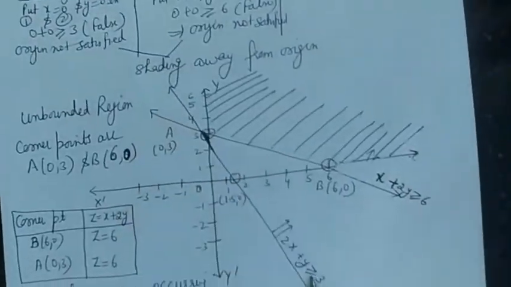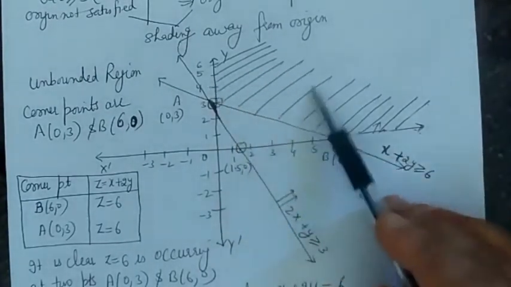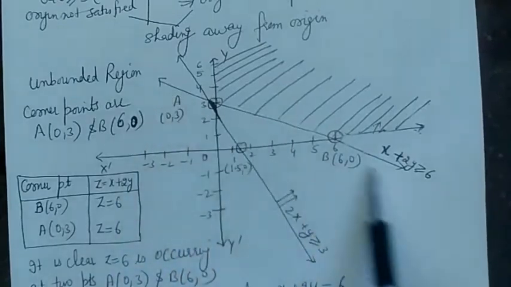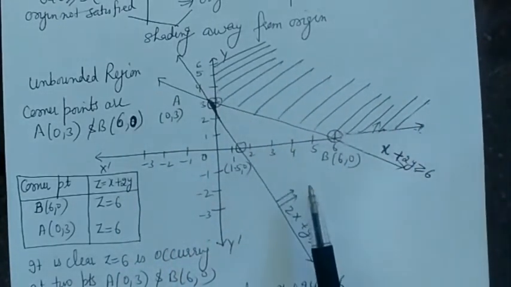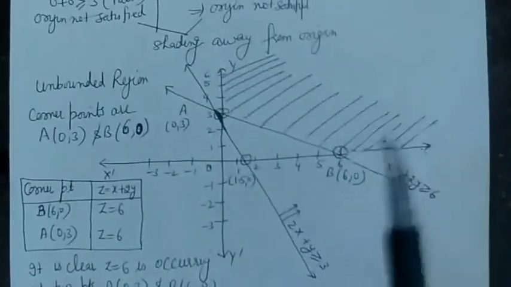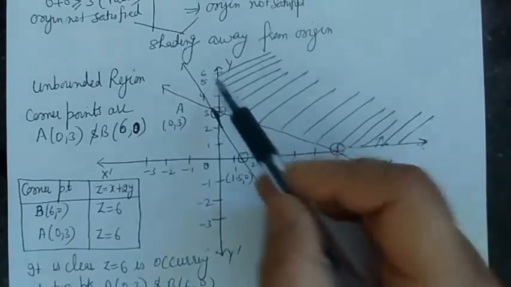And after plotting, this is your line 2x plus y greater than or equal to 3. Shading will be towards this side. Okay. And for this x plus 2y greater than or equal to 6, again towards this side. But we need to take into consideration those non-negative constraints, x and y greater than or equal to 0. So this will be the required boundary.